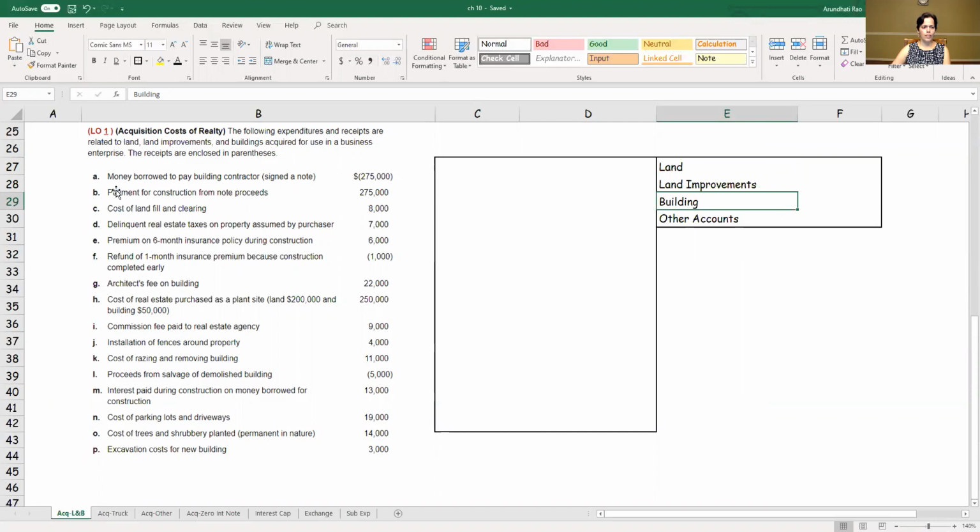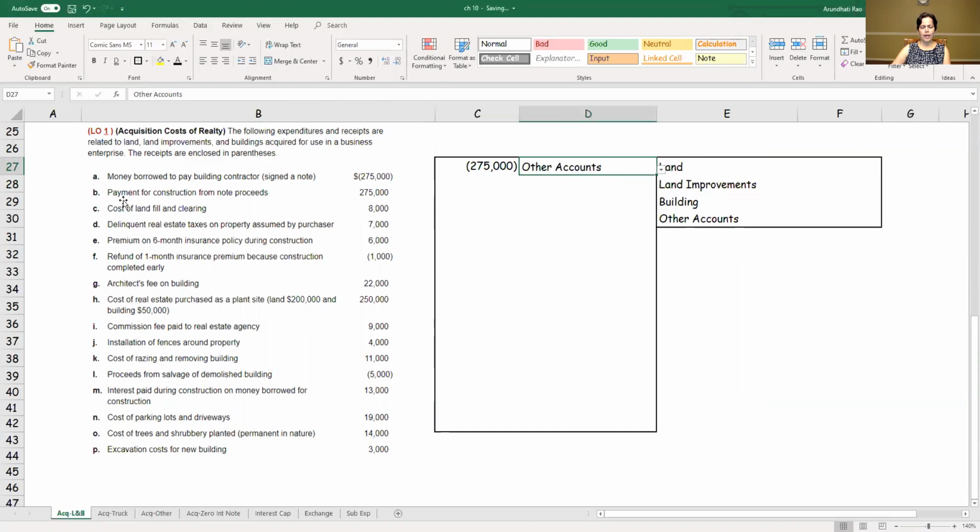The first one is they've told us you borrowed money to pay the building contractor. That is, we've signed a notes payable with the bank and we borrowed money. So this amount, 275, the money that we have borrowed is shown in parentheses. That's the receipts, cash receipts. This one obviously is not land improvement or building. It's a notes payable. So right now we're going to call it other.